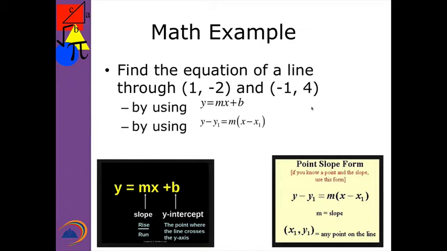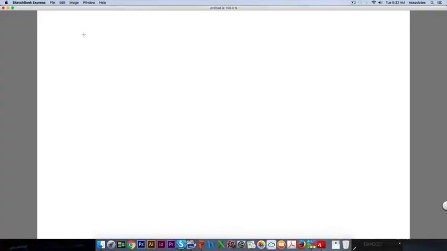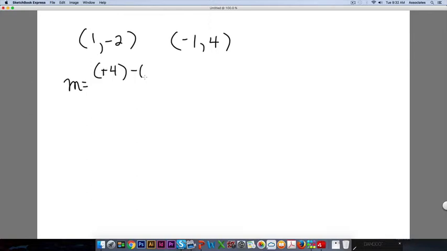So here's another example. Just remember, we can use either one, whatever you're most familiar with. So let's go to our slates. We were given the points (1, -2) and the point (-1, 4). Step number 1 is find the slope. All right, so I'm going to take y2, and that was positive 4, minus y1, over x2 minus x1. Let's do the math. I get 6 over -2, which should be -3. All right, so no matter which formula I use, I need the slope, which is -3.